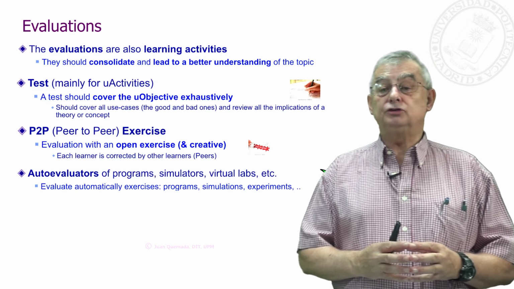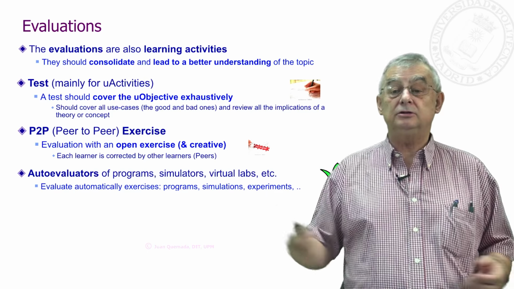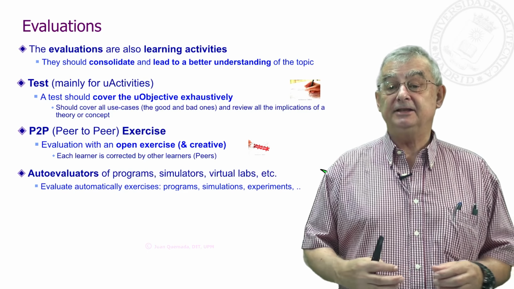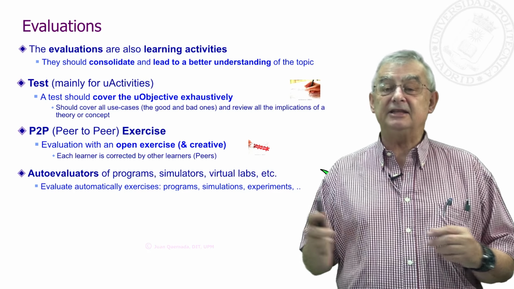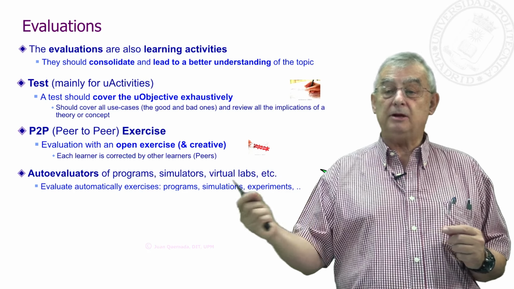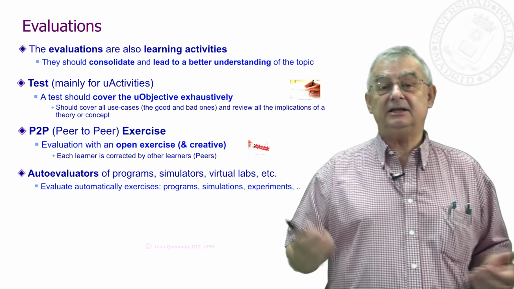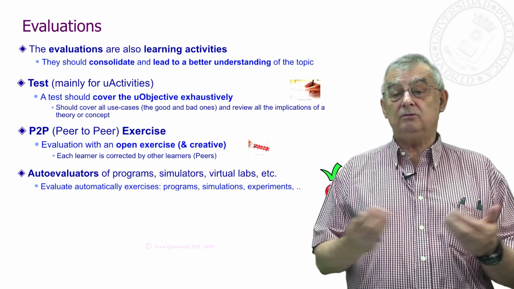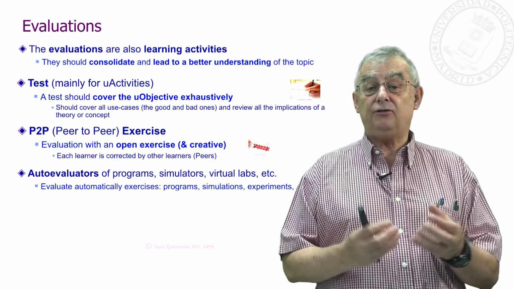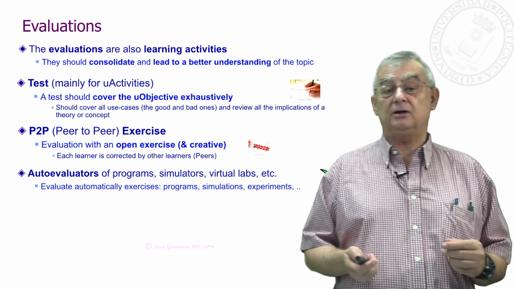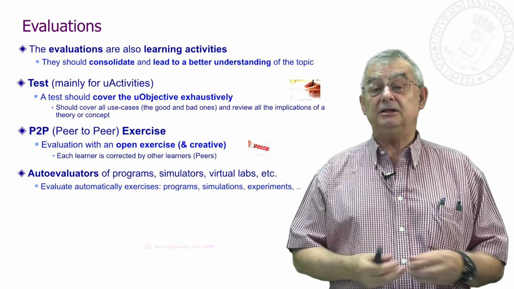You have today also automatic evaluators of programs, simulators, or experiments, which are very much liked by the learners because they provide instant feedback. You pass your program, and it immediately tells you if it's correct, in which part it's correct or not, because they act as a test suite where it says which tests have passed and which not, and therefore you know which parts of the program are correct and which not. So these are the main possibilities for evaluation.